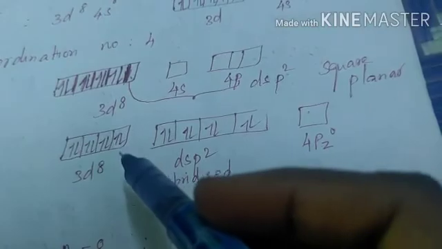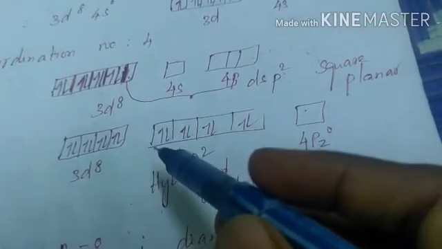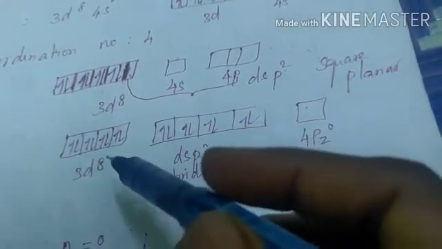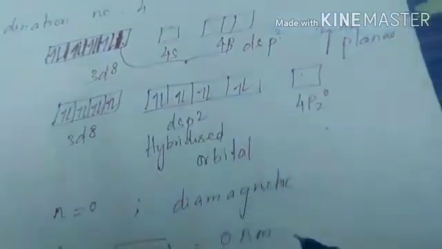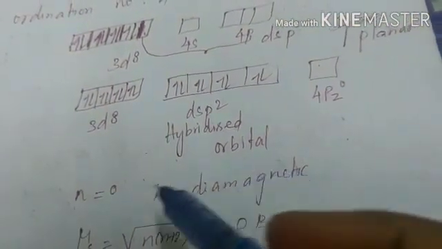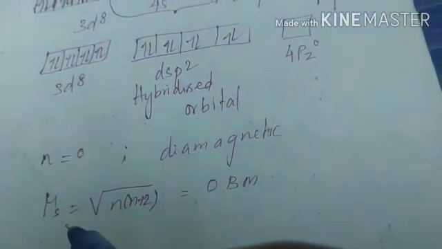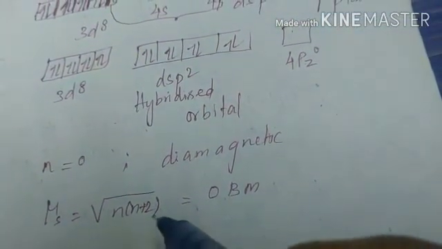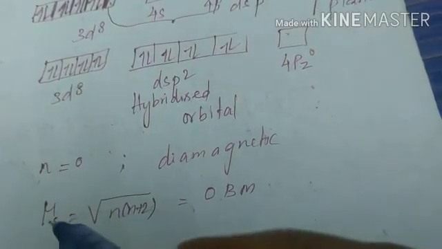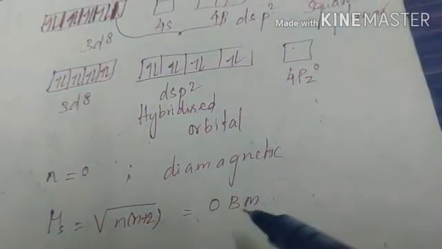Electrons present in the central metal atom in presence of ligand are paired electrons. So, it is diamagnetic in nature. So, the number of unpaired electrons is equal to 0. Magnetic moment value mu is equal to root of n into n plus 2. n value is 0. So, mu is equal to 0 Bohr magneton.